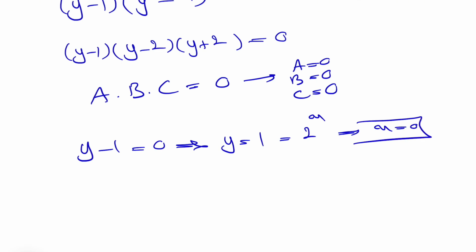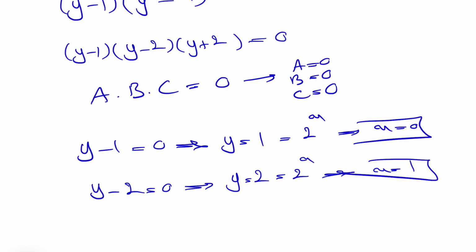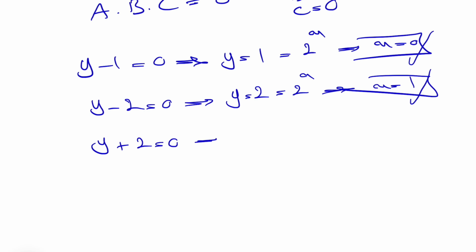So in a second condition we have y minus 2 equals 0, that means our y is 2, this will be 2 to the power of x, and from here our x will be 1. So far we found two answers, and the last one is y plus 2 equals 0.